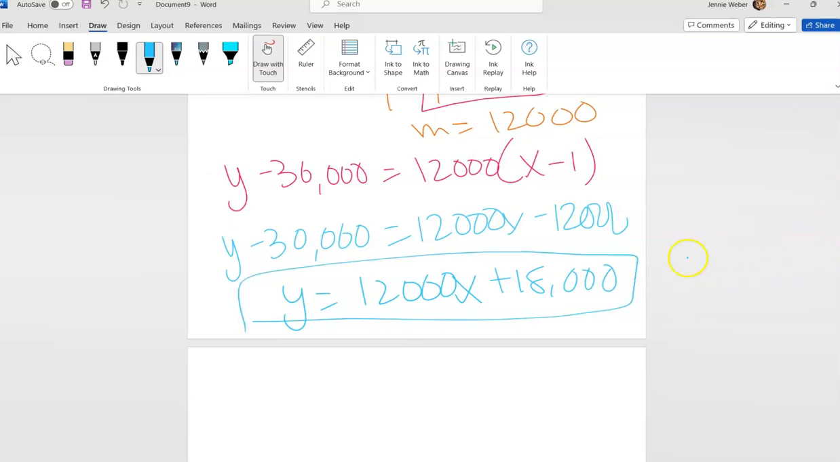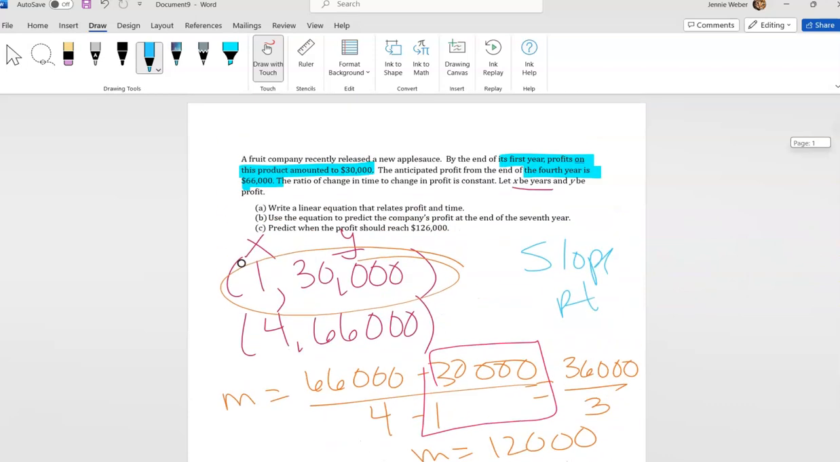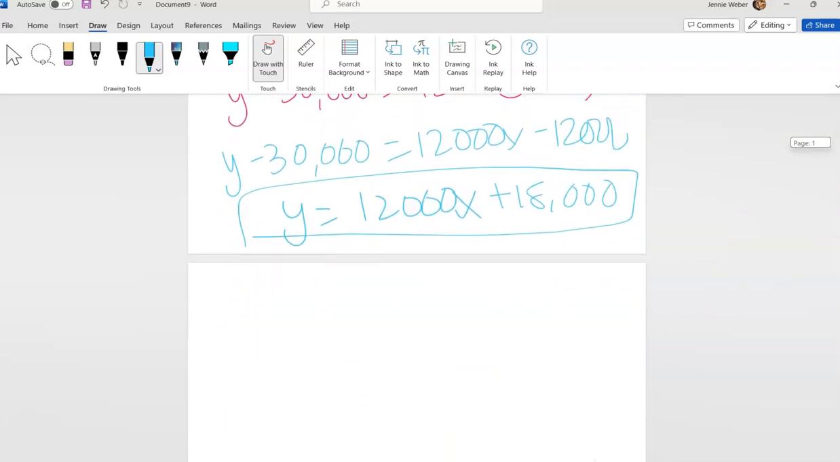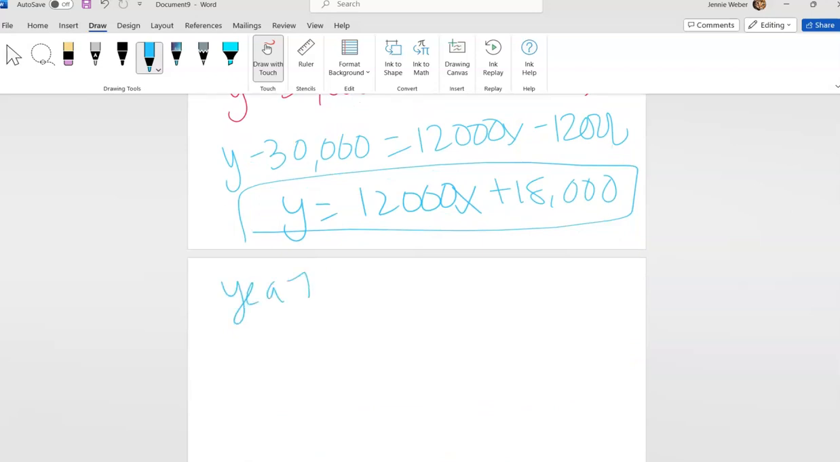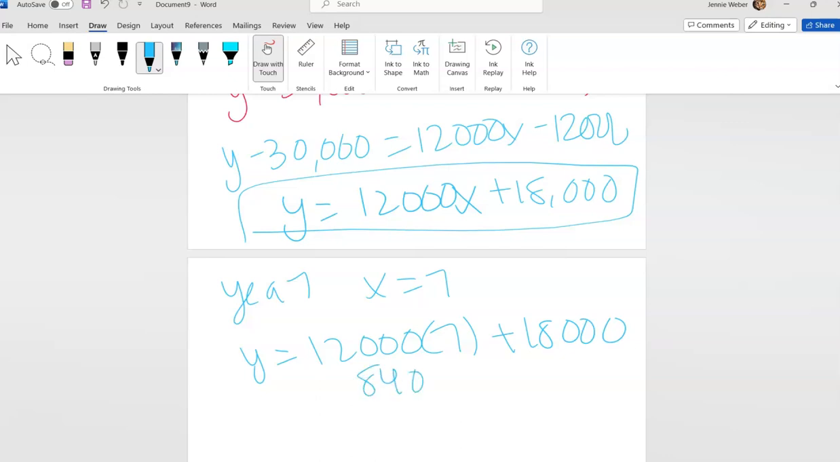Okay, so now what did they ask us to do with it? So we found our equation. Use the equation to predict the company's profit at the end of the 7th year. Okay, so I want to know year 7, so when x is 7. I'm going to do y equals 12,000 times 7 plus 18,000. So if they continue their projected growth, 12,000 times 7 is 84,000. Then I add that 18,000, and I get $102,000. So I can predict, based on this, if growth continues at this pace, they will make $102,000 in profits at the end of the 7th year.